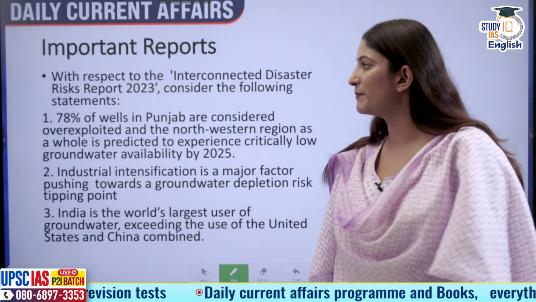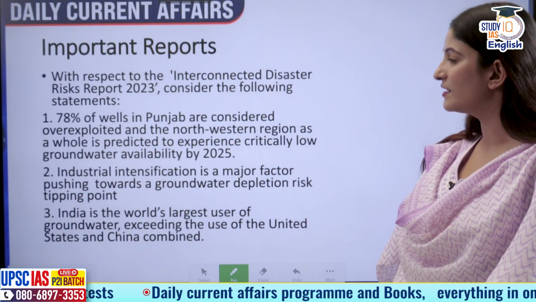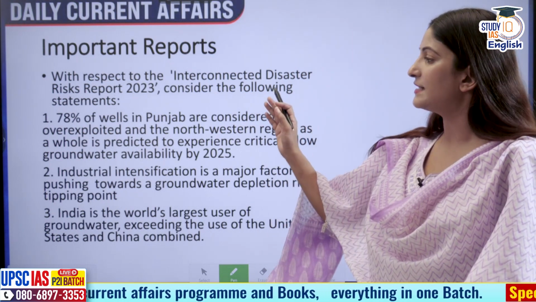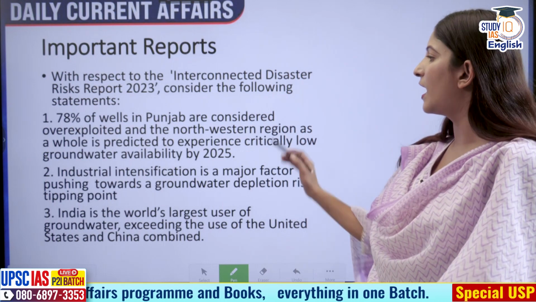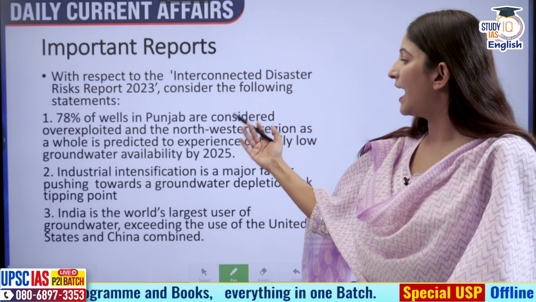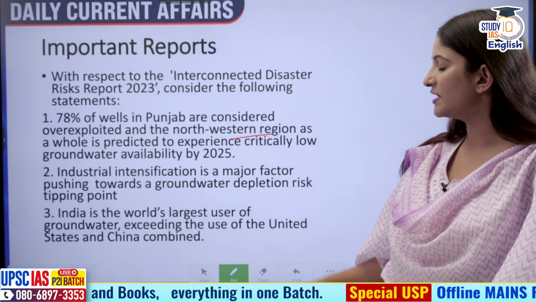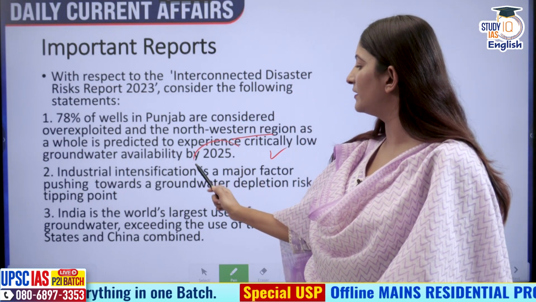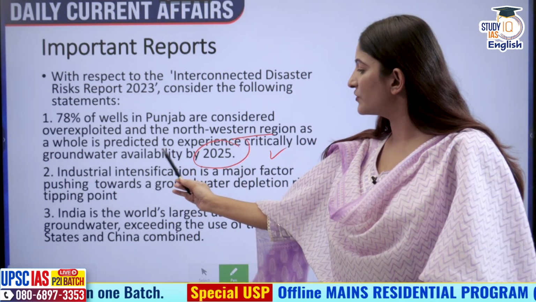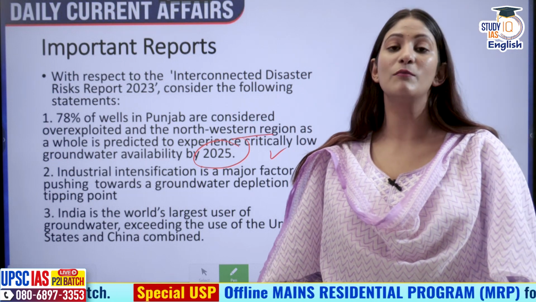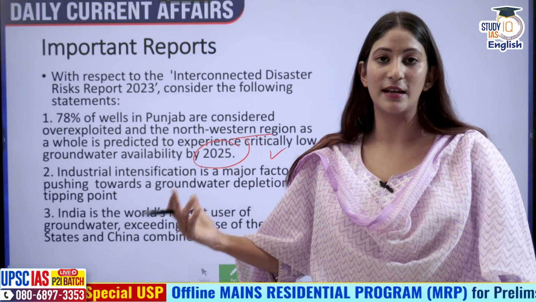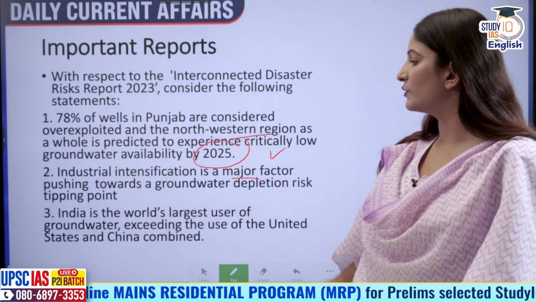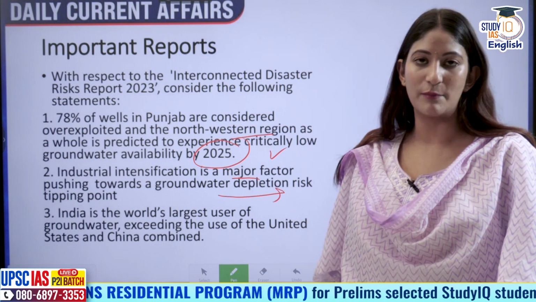Next question. With respect to the Interconnected Disaster Risk Report 2023, consider the following statements. 78% of wells in Punjab are considered overexploited, and the northwestern region as a whole is predicted to experience critically low groundwater availability by the year 2025. Industrial intensification, that means being more intensified towards building industries and of course using industries, is a major factor pushing towards a groundwater depletion risk tipping point.